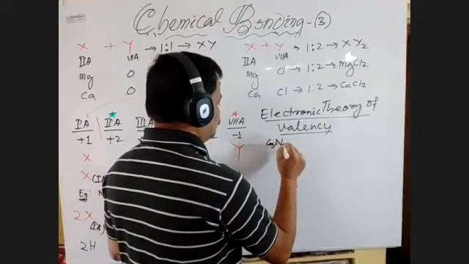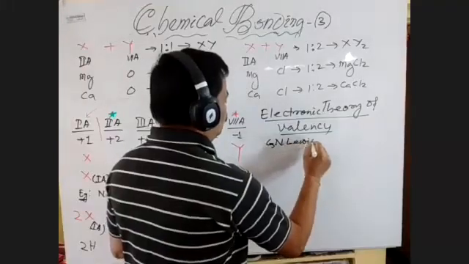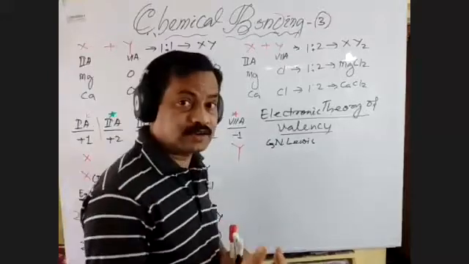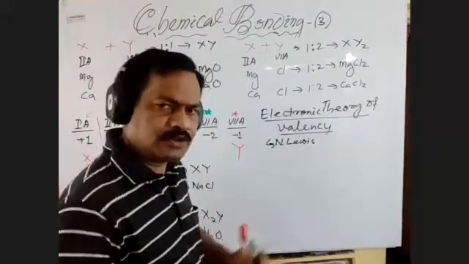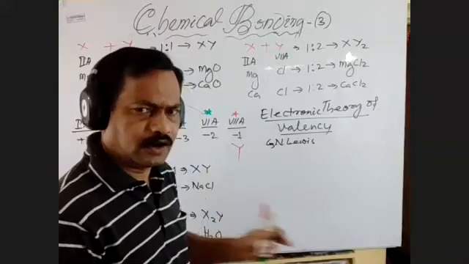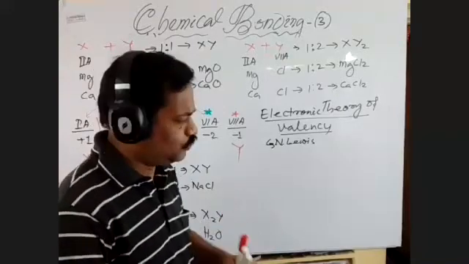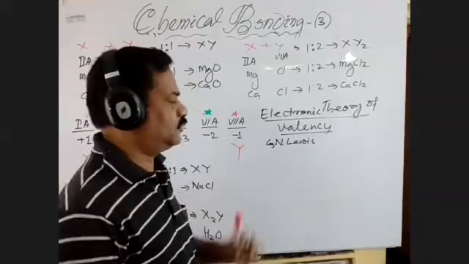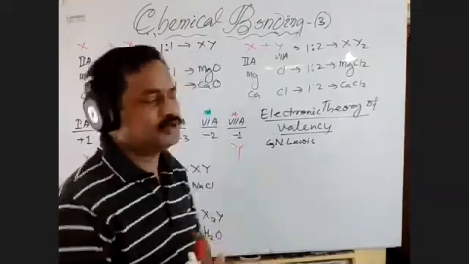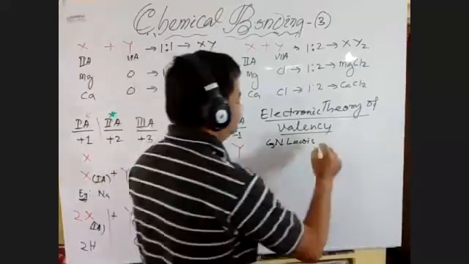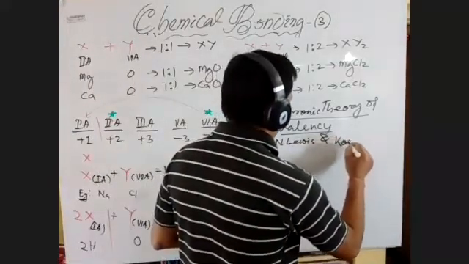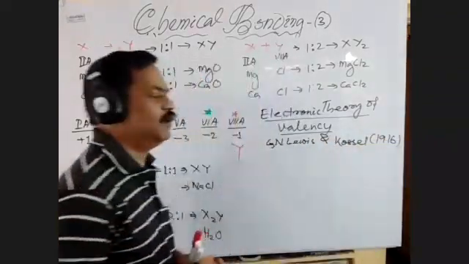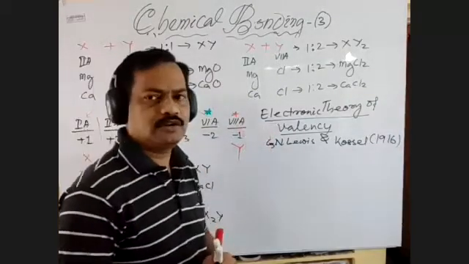G.N. Lewis, who gave the electronic dot structure, EDS or LDS, and suggested that there is no need to represent the useless electrons which are not participating in bond formation. You should represent the electrons which are participating in bond formation, the useful electrons, that is nothing but valence electrons. Lewis and Kossel in 1916. So this theory we call the electronic theory of valency.